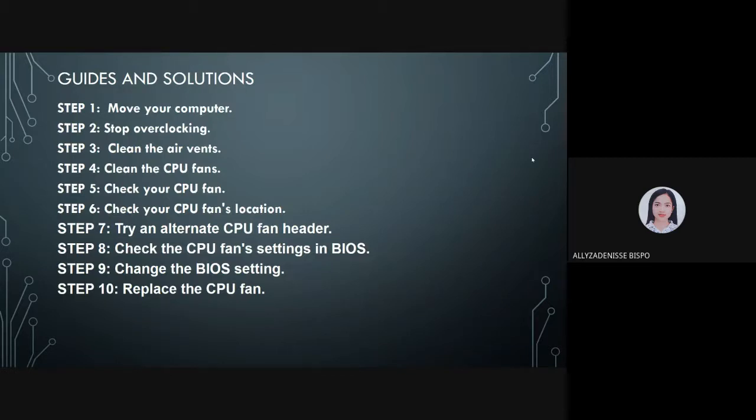So step 2 is stop overclocking. A consequence of overclocking is a dramatic increase in system heat, so it can be damaged by the default fans. This can damage the circuits and cause frequent shutdowns and overheating errors.